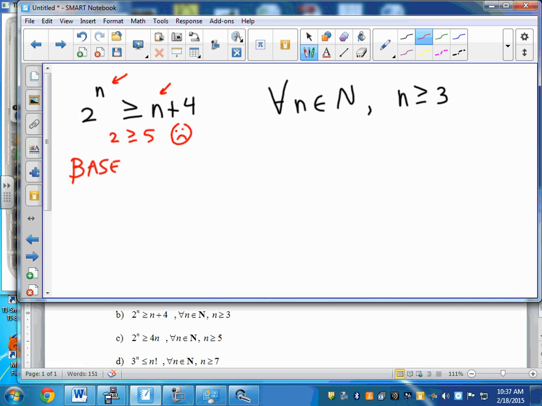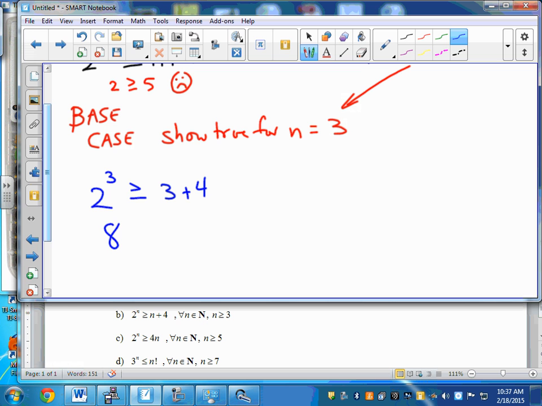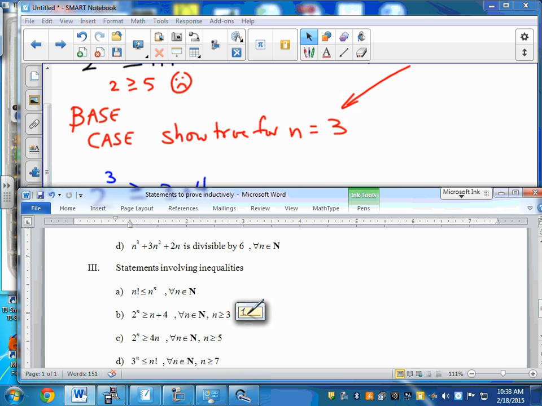Okay, so for this particular statement, the base case would be to show true for n is equal to 3, because that's the smallest number that it's supposed to be true. Okay, so let's see if that actually falls out for this problem. We're going to take 2, replace n with 3. We have to show that's greater than or equal to 3 plus 4. Okay, so sure enough, this is 8, and it is greater than or equal to 7. So true for n is equal to 3.